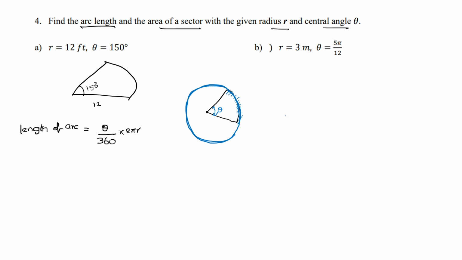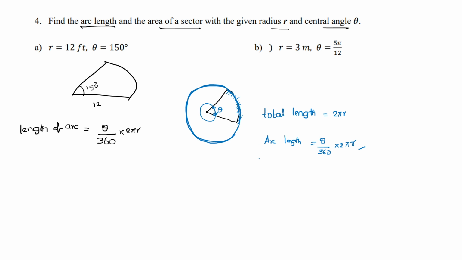So the total length will be 2 pi r, because the total circumference of a circle is given by 2 pi r. The total length is 2 pi r, but only a specific arc length is given by theta by 360 into 2 pi r. That means a percentage of that angle. The total angle will be 360. Out of that we have only angle theta, so it will be theta by 360 into 2 pi r.